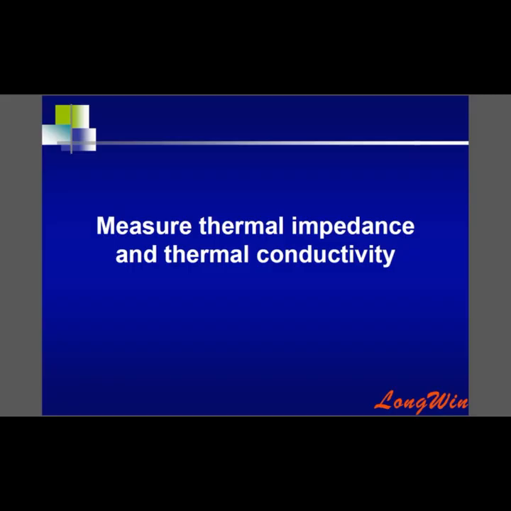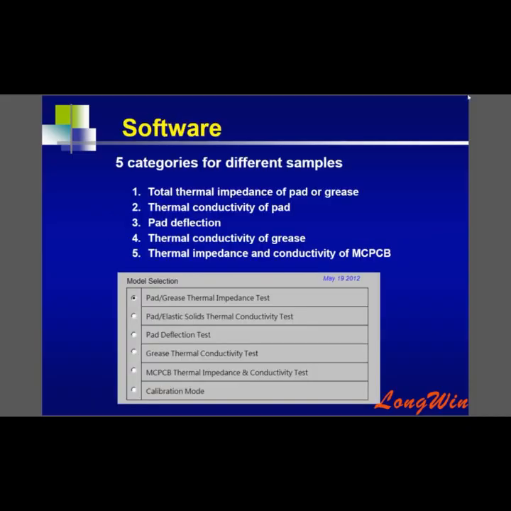The following will be the measurement of thermal impedance and thermal conductivity. In this part, we're going to introduce these functions through our software pages. There are 5 main categories for different samples. First is the total thermal resistance of thermal paste or thermal grease, because for the performance rating of thermal grease and thermal pad, thermal resistance is an important factor.